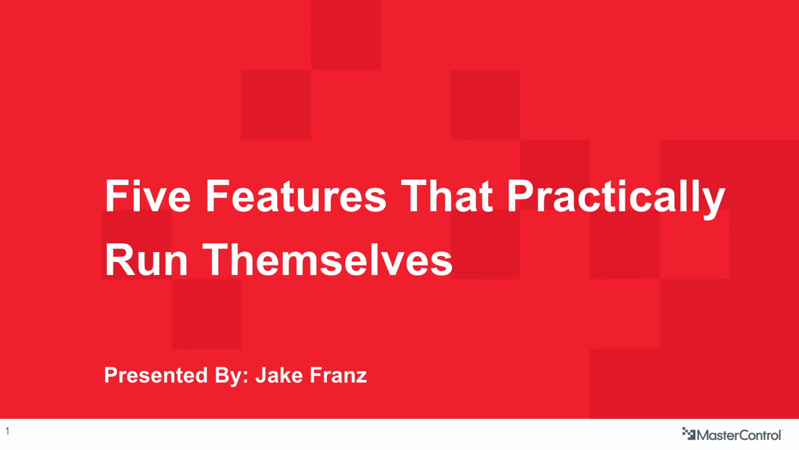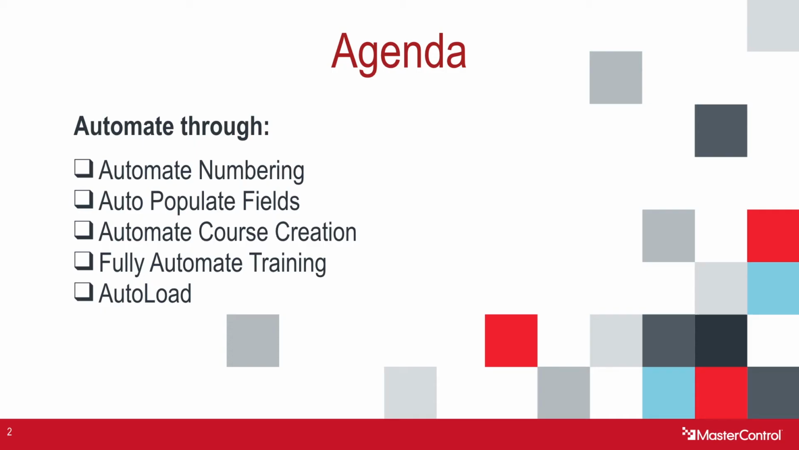So I'm going to be dealing with computer here as I advance slides, so please bear with me. But the first thing we're going to talk about is numbering, how to automate your numbering, and a lot of you have probably done this, but maybe you don't know the benefits to it yet. How to populate all of the fields within your Master Control system rather than letting your users have to type in or select. Automate your course creation is a big part of Master Control. You can fully automate your training system so that it manages itself for the most part. And then using the auto load feature, which not a lot of people use. It is restricted to people that can use My Files, but it's worth talking about.